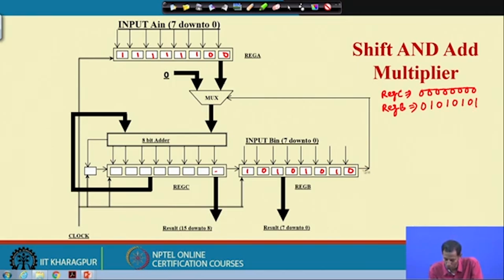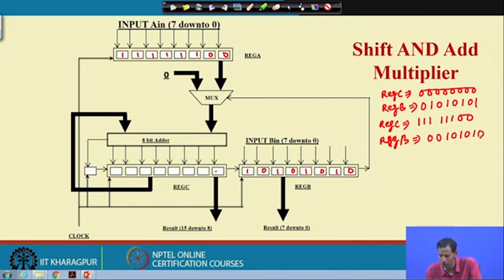Okay. Then 1 is basically coming over here and it is choosing this A. So, here initially it was 0. So, at that time register C is nothing but your 1 1 1 1 1 1 0 0. Okay. So, then again this 0 is basically coming over here. So, register B will be 0 0 1 0 1 0 1 0.